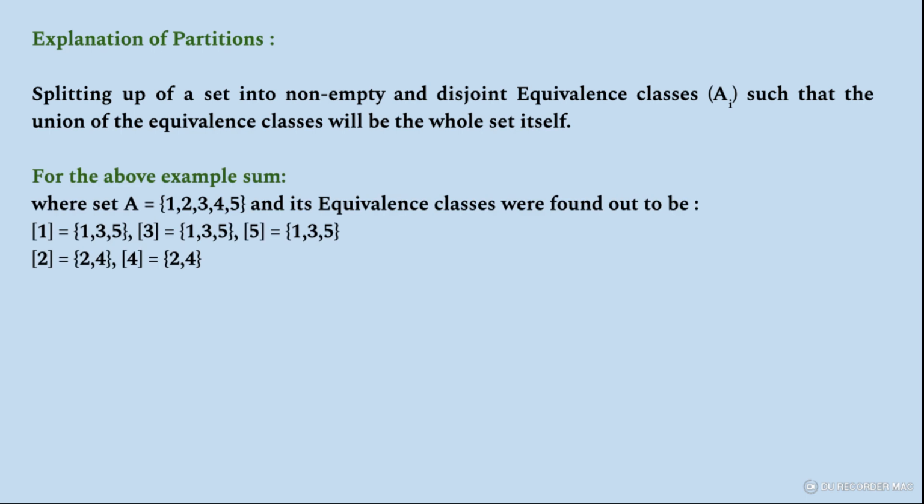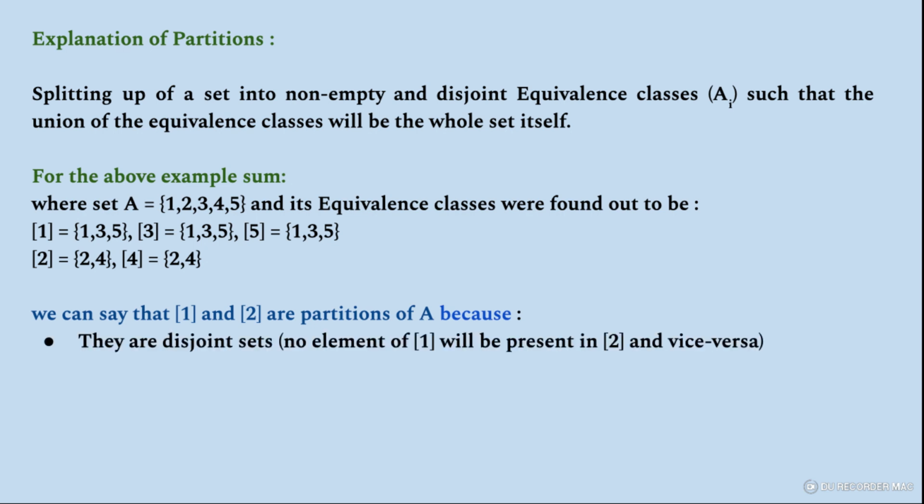Now, for the above example we just did, where set A is equal to {1, 2, 3, 4, 5}, its equivalence classes were found to be what? The equivalence classes of 1, 3 and 5 are the same, and the equivalence classes of 2 and 4 were the same. This is what we just found out, right? So, taking this as an example, we can say that the equivalence class of 1 and the equivalence class of 2 are partitions of the whole set A because they are disjoint sets.